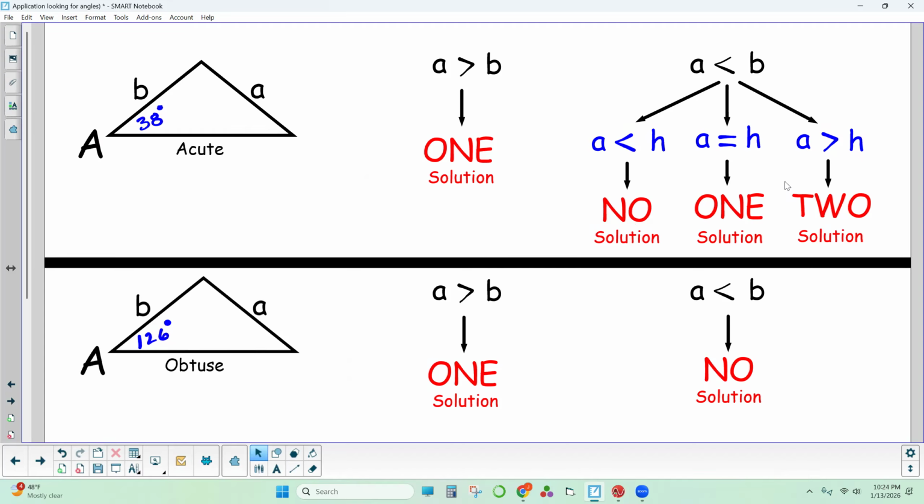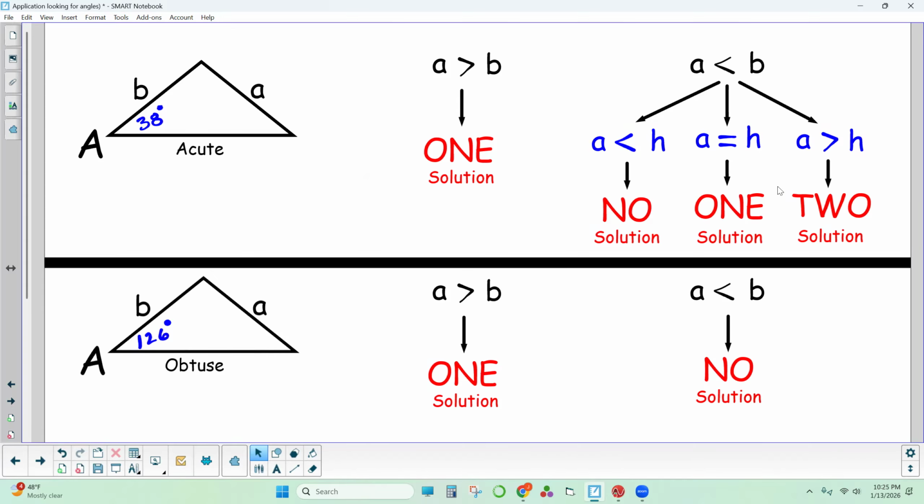Now looking at the bottom of the chart, we have an obtuse triangle. I realize this is not drawn to scale. That is an acute angle, but I just dropped a triangle there and called it obtuse. It's 126 degrees, so go with me on that. We look at the relationship of A and B. Once again, if A is greater than B, we have one solution. We carry on, use the law of sines, and solve. If A is less than B, we do not have a solution. That's how we navigate it.